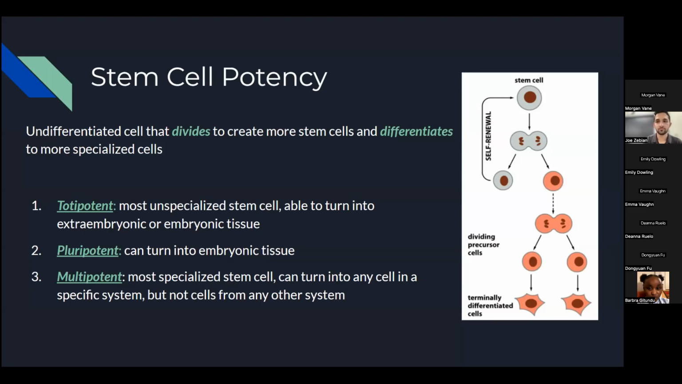It's able to turn into extra-embryonic tissue or embryonic tissue, which would be like the outside of the blastula and then the placenta and all of that. It can do anything. And then pluripotent can turn into embryonic tissue. And multipotent is the most specialized stem cells. These are what we use to make those iPS cells, and they can turn into any cell in a specific system, but not cells from other systems. You can think of these as cells that make bones or blood.